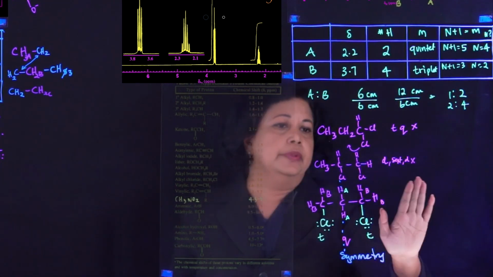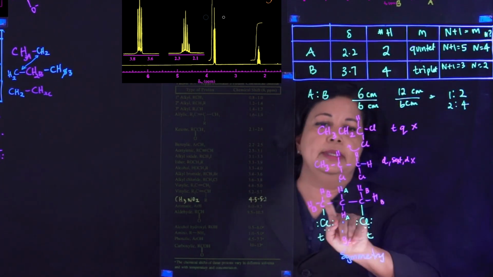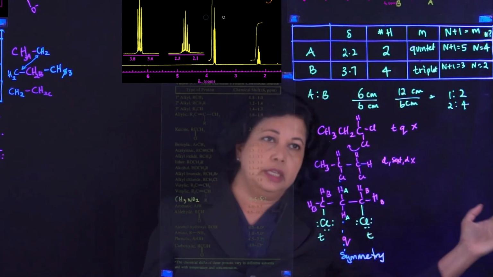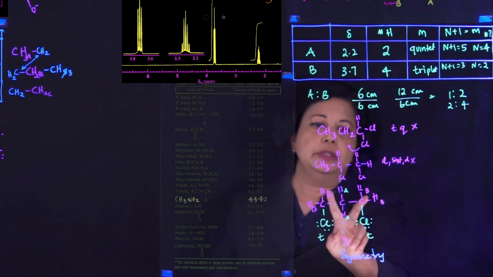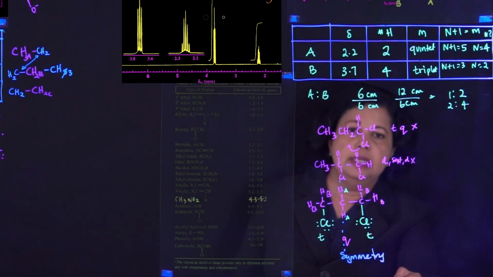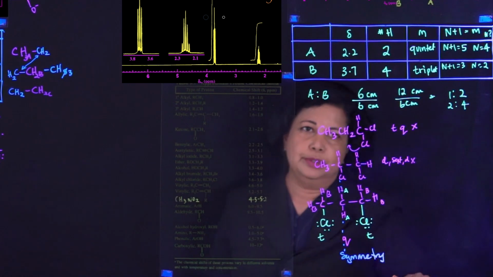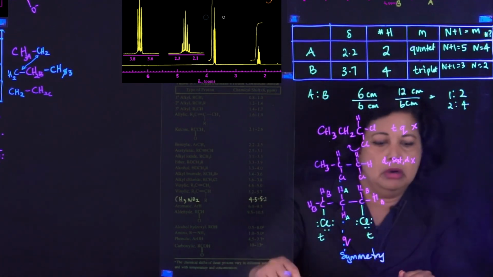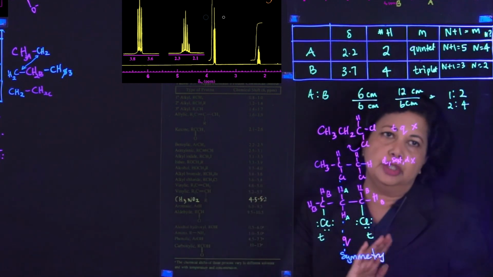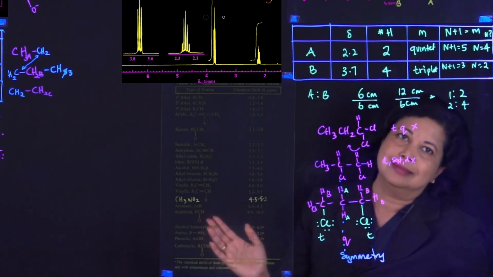delta for them, and they will have different triplets due to this, a triplet for this and a triplet for this, if you have different groups. But if you have the same groups, you have total and perfect symmetry, you would only get 1 peak for those. Okay, so NMR also takes into consideration identical hydrogens through symmetry.